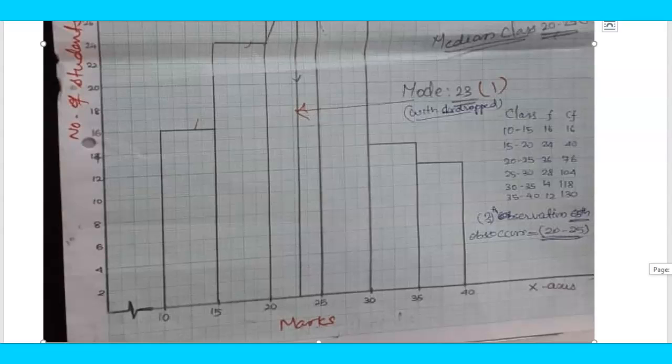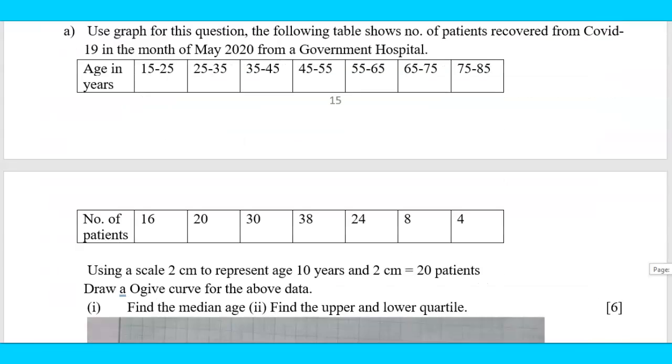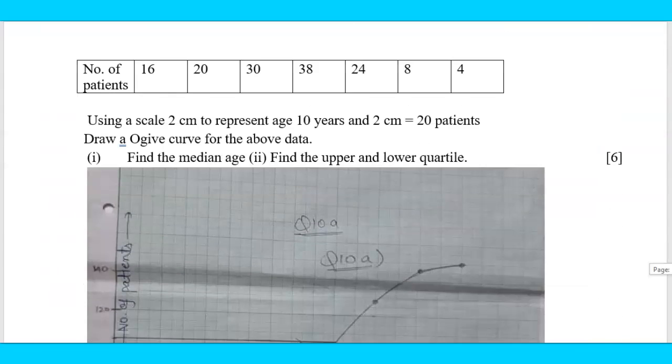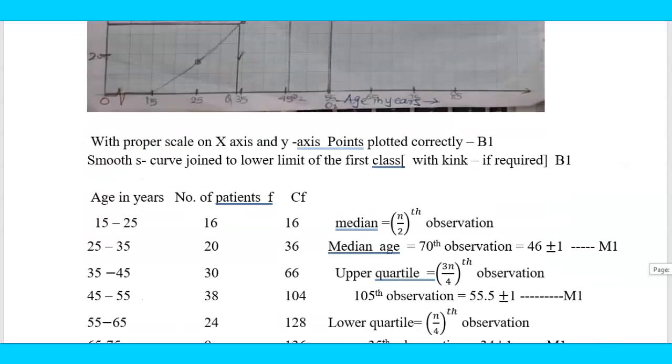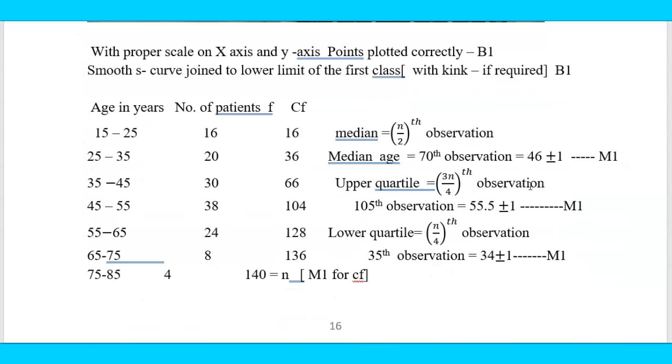We'll move on to the next question, 10A. 10A is an ogive graph. The scale is given, so you have to follow the scale. Before that, you have to write the cumulative frequency. You are getting the last cumulative frequency as 140. Writing the cumulative frequency gets 1 mark. After that, with a proper scale on the x-axis, points plotted correctly will get 1 mark.